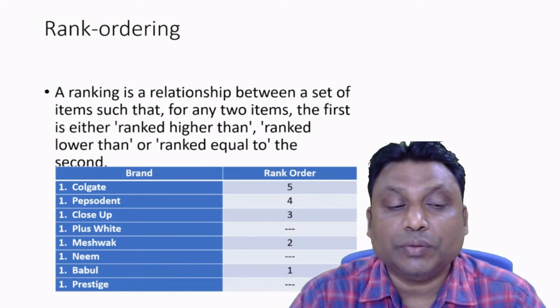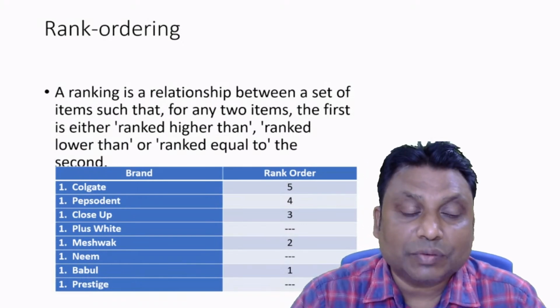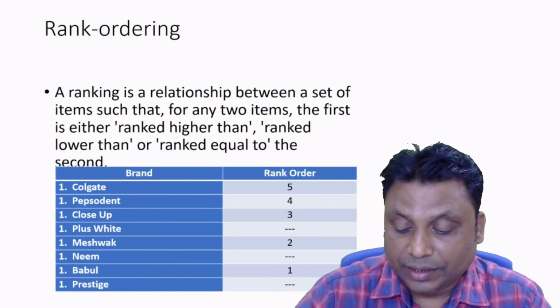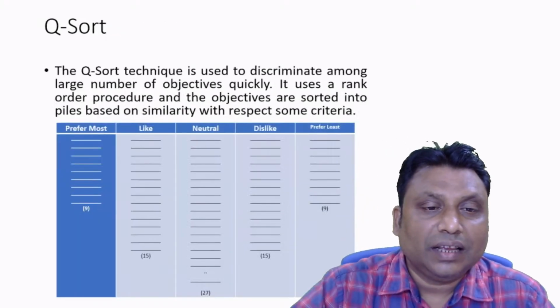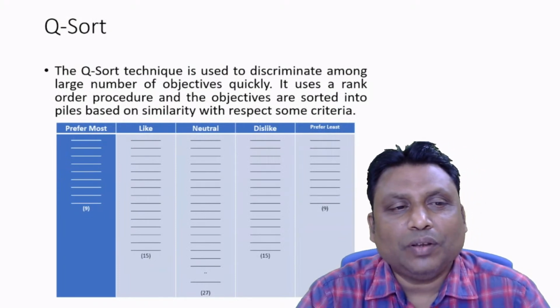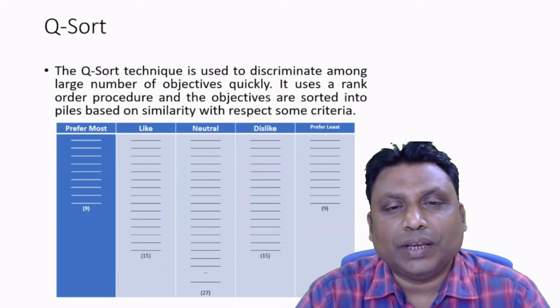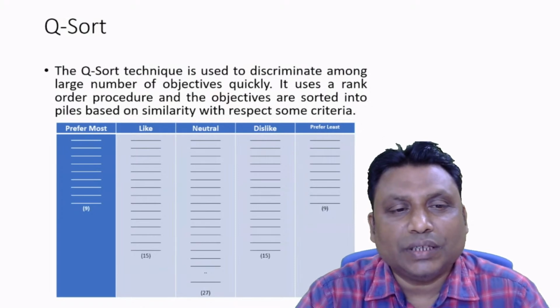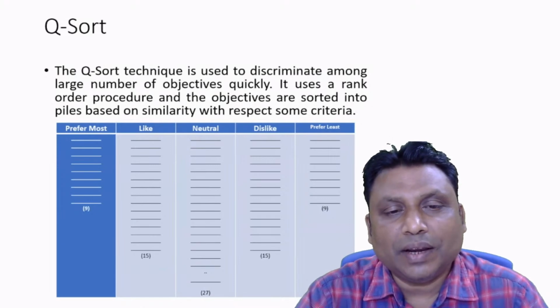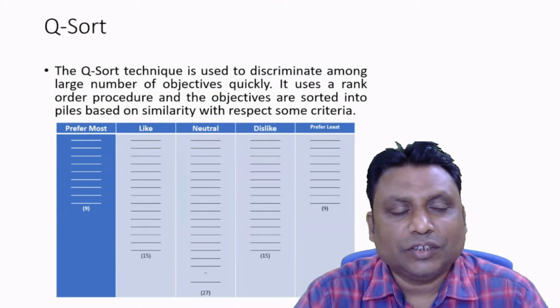So you can measure this one. Generally, in these cases, whatever branding cases or brand cases, you are using the rank order. Q-sort: the Q-sort technique is used to discriminate among a large number of objects quickly. It uses a rank order procedure, and the objects are sorted into piles based on similarity with respect to some criteria. So that means what happens?